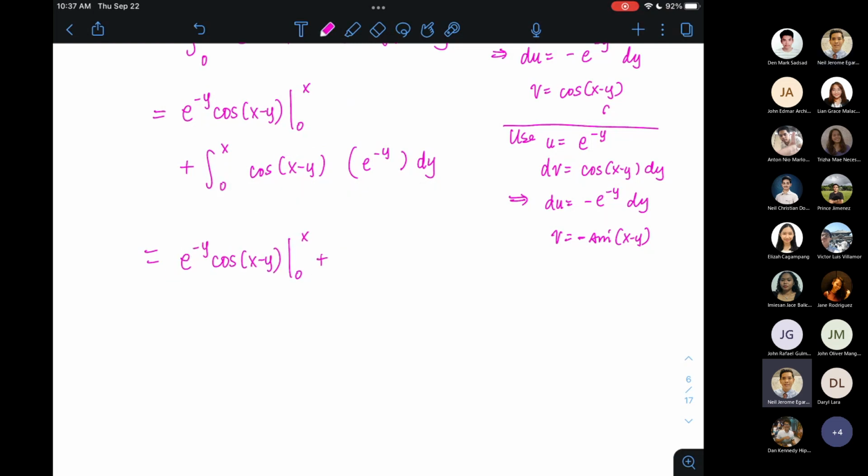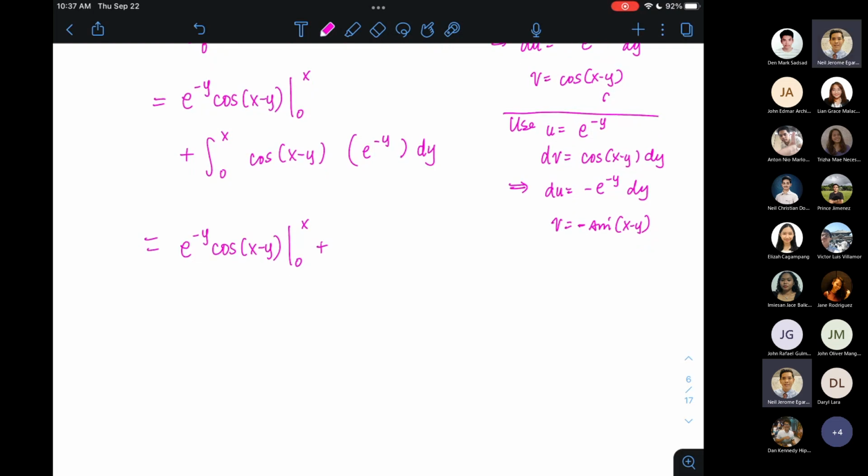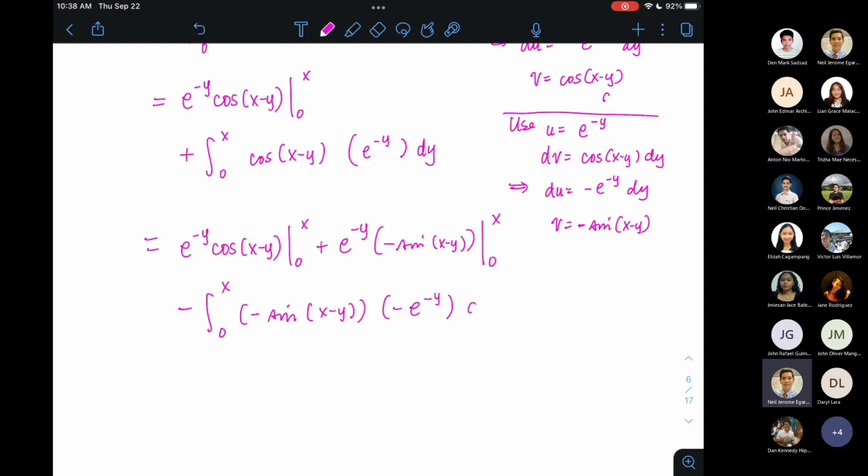Tapos plus, okay, uv. Ano ang ating u? Ang u natin ay e to the negative y. Ba't ko nilagyan ng parentheses? E to the negative y times v, which is negative sine of x minus y, evaluated from 0 to x minus the integral from 0 to x nung matitira, v du. So it's going to be negative sine ng x minus y. Ang du ay negative e to the negative y dy.